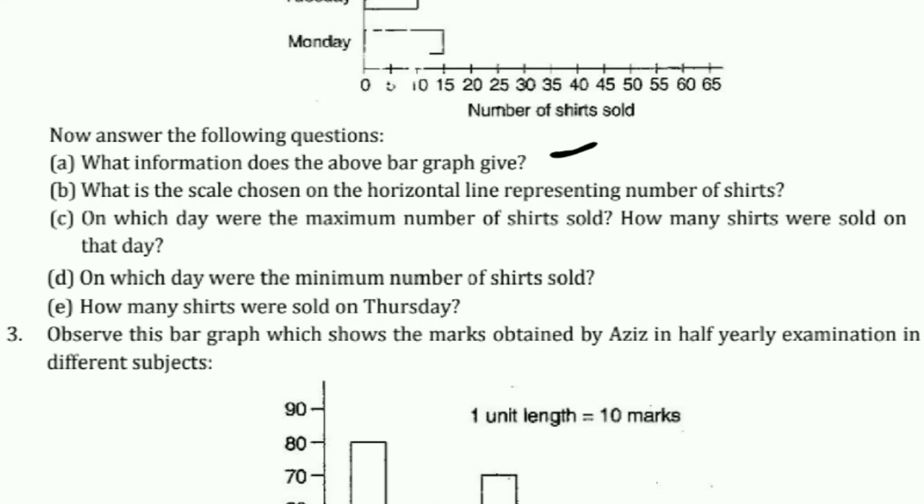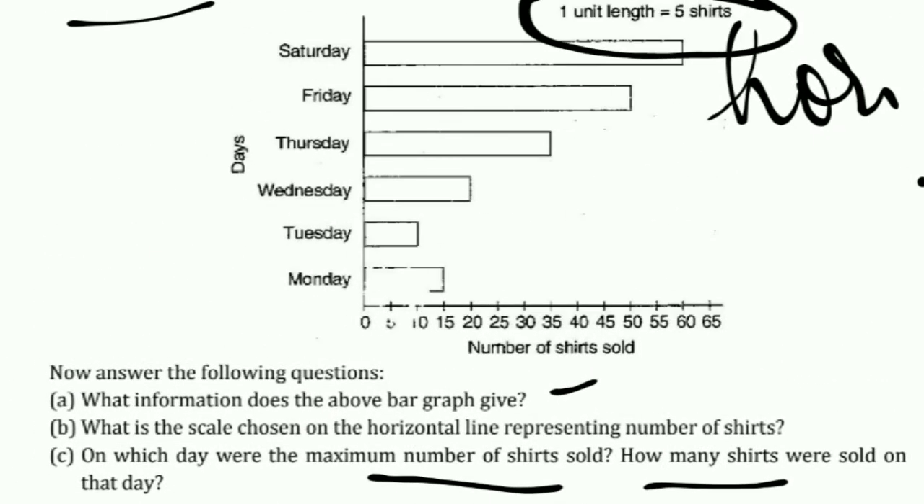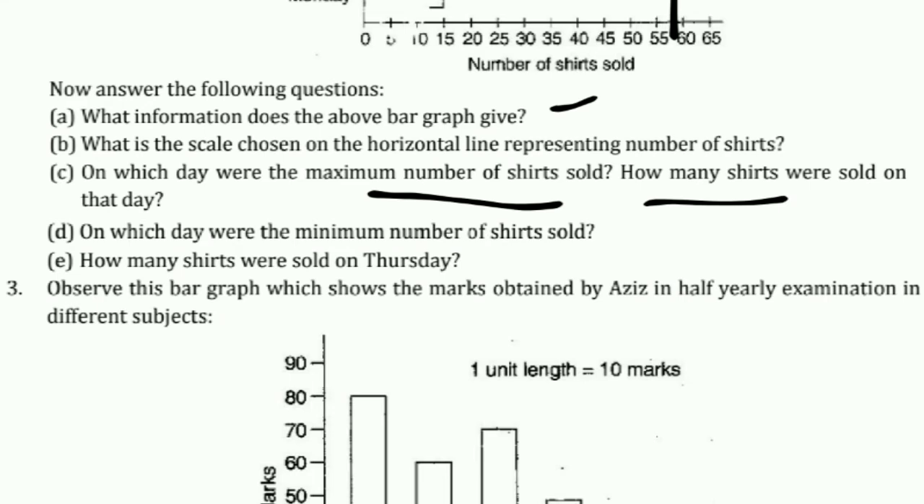Question C. On which day were the maximum number of shirts sold? How many shirts were sold on that day? Maximum number of shirts sold on Saturday. How many? 60. Okay.